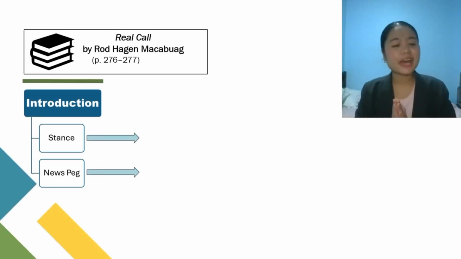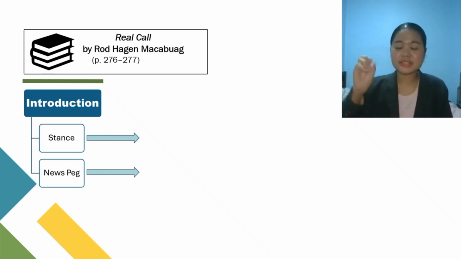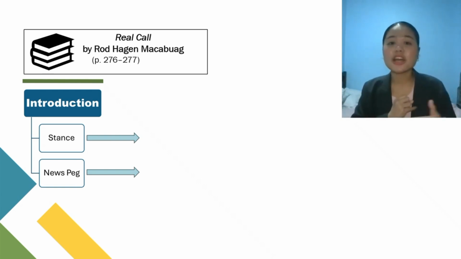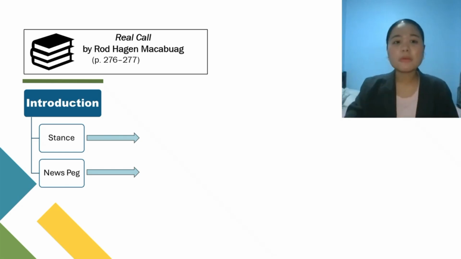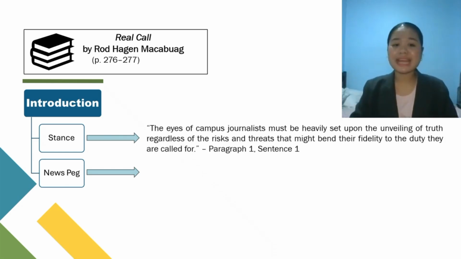Here, you can find the introduction. And in our introduction, there are two important parts. First is the stance. In other words, stance is your opinion. In our required reading, the stance is stated in paragraph 1, sentence 1. And as responsible journalists, I'm going to give it to you as your job to read the specific sentence.